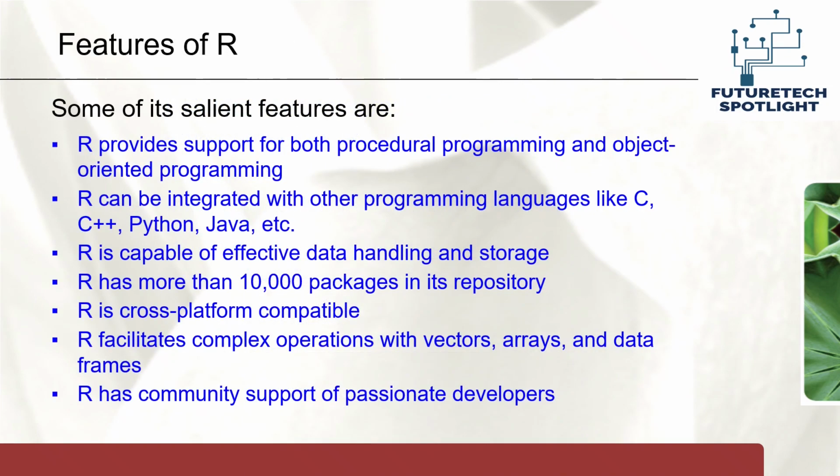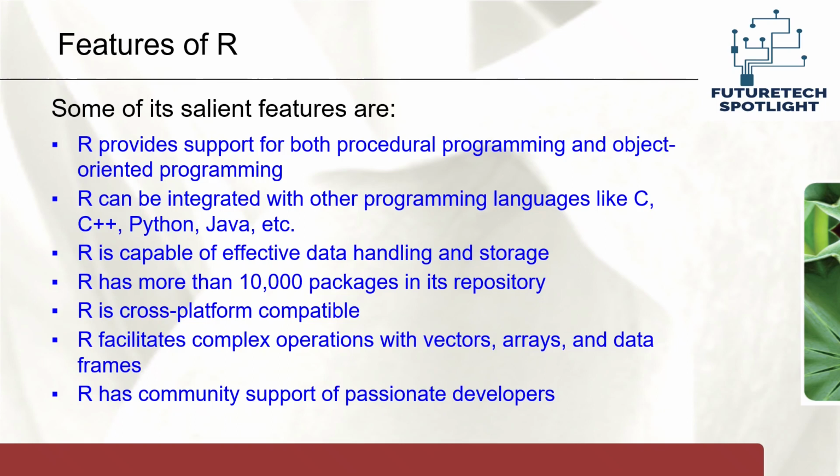Now if we see the features of R, what are all the different features we are having with this R programming, because basically R programming is used by researchers for their complex problem solutions. So what are the salient features we are having with R? The first and foremost feature, which is very important, is that it supports both procedural programming and object oriented programming. It means if we want to work with a function or if we want to work with an object, everything is possible using this R.